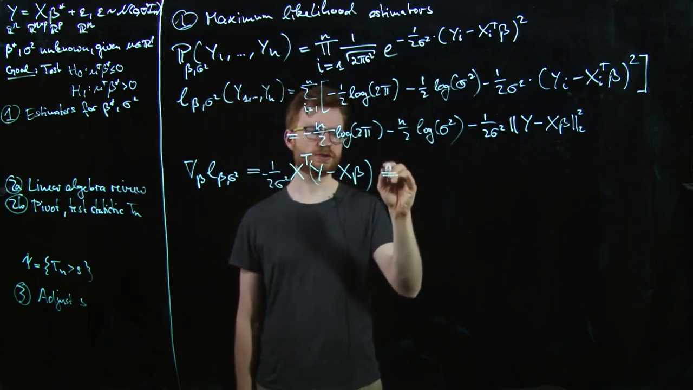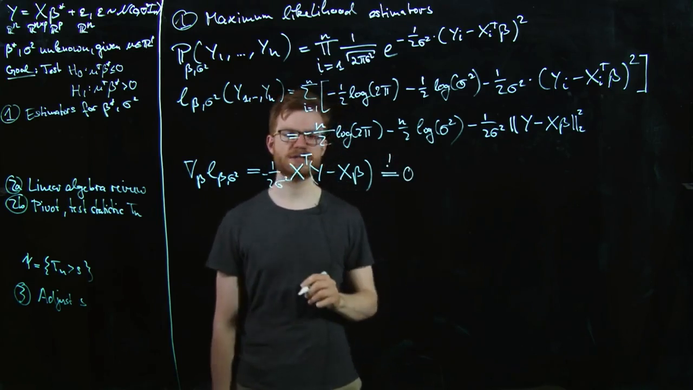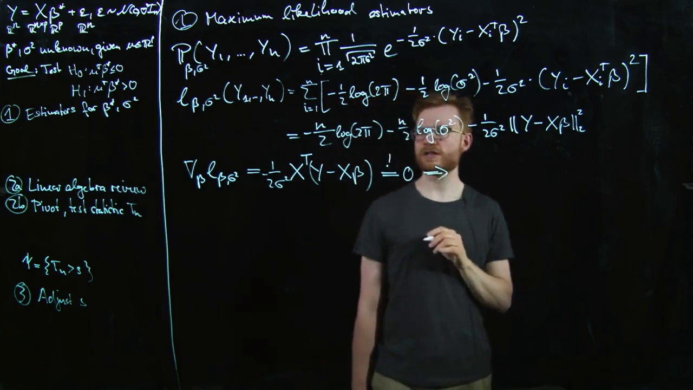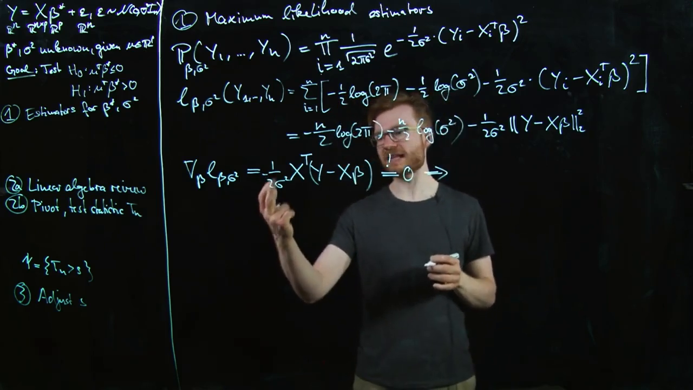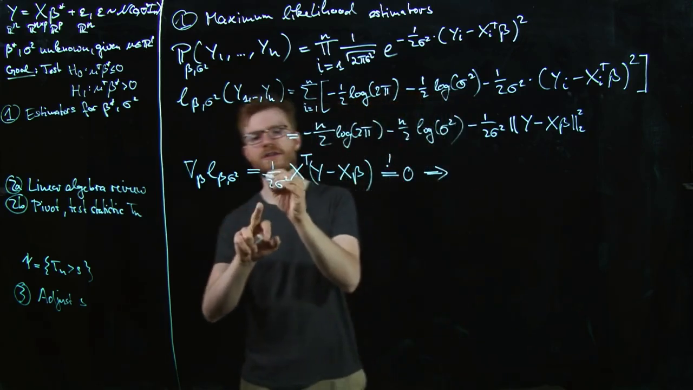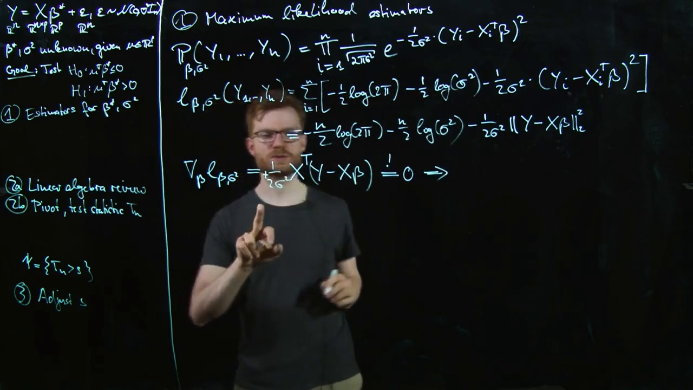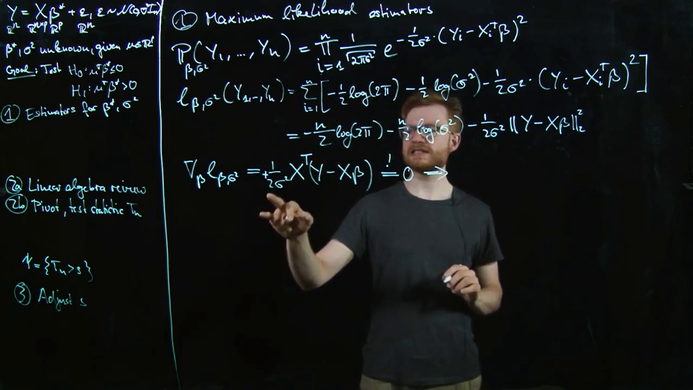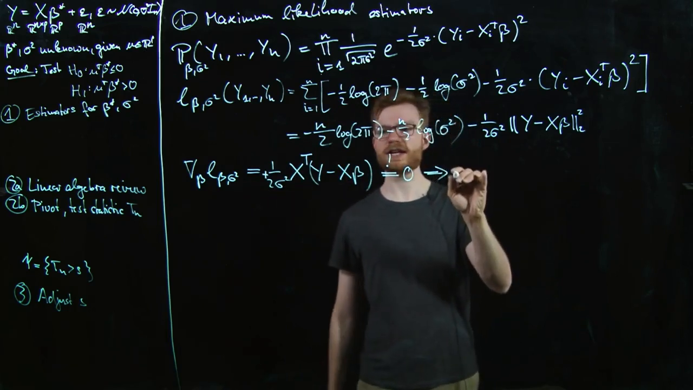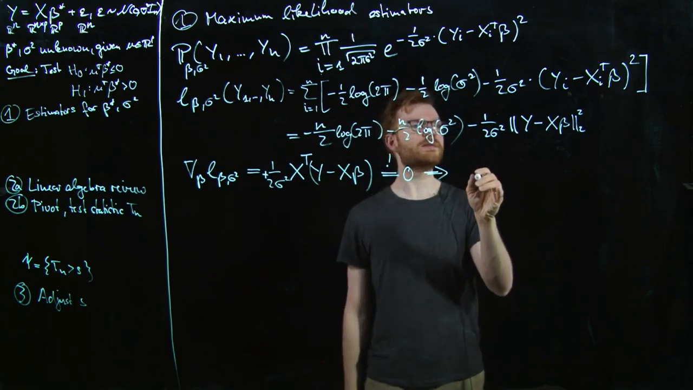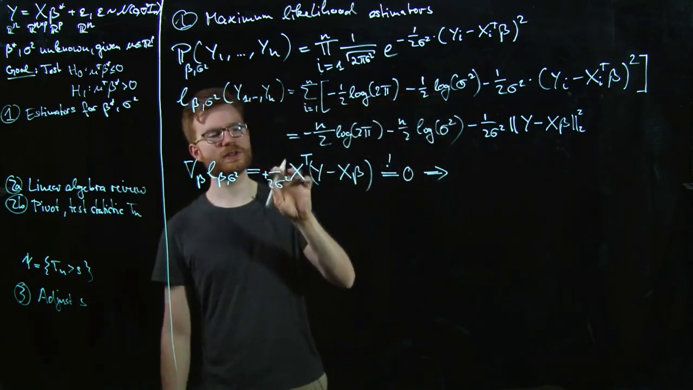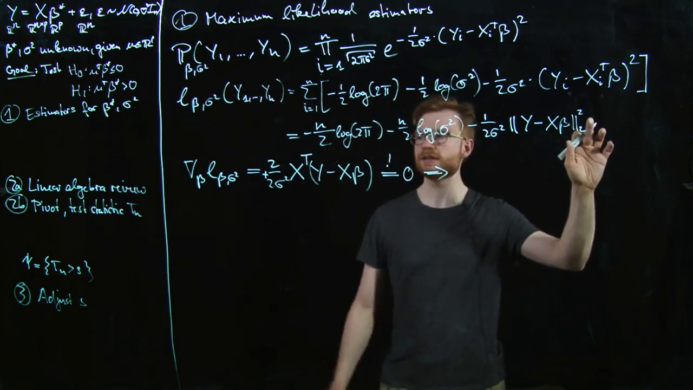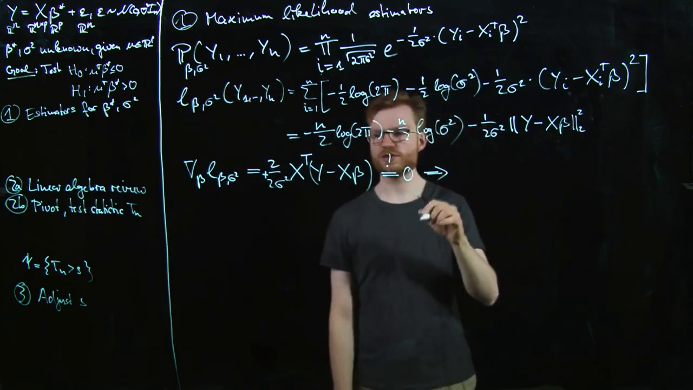OK, so in order to maximize, I would set this equal to 0, which means I can multiply by 2 sigma squared. Oh, and I forgot a minus sign, which is not super important because we're just setting it to 0. This is actually going to be plus. So I can multiply through by this. I don't care about that part. And I forgot the 2 from the norm squared. Again, it doesn't matter because it goes away when I set it equal to 0.